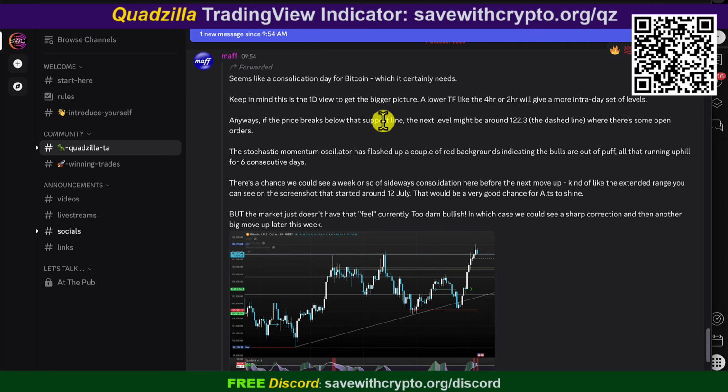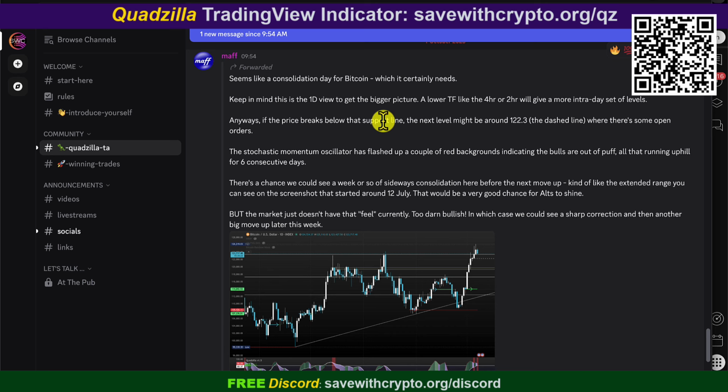And here we have a section called Quadzilla TA. And every time I go to post in here, I realise that Maff's got here first, and he's done a much better job than what I would have probably done. So let's read what he said today. This was this morning, about an hour ago. So he said, seems like a consolidation day for Bitcoin, which it certainly needs.